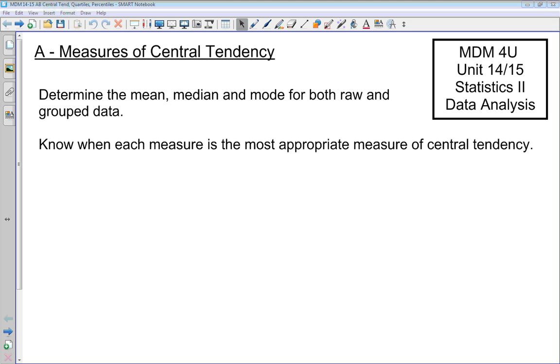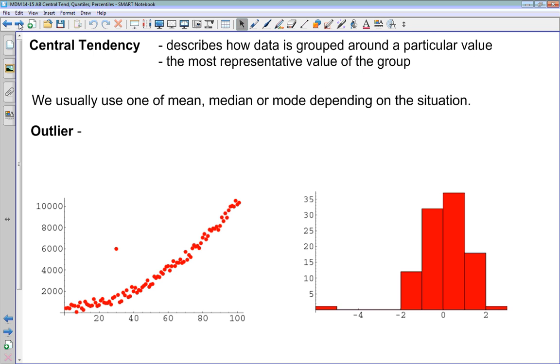These are concepts you've encountered before. This is good old-fashioned mean, median, and mode, which you used a little bit in Unit 1011. We are going to be able to determine the mean, median, mode for raw data, and we're also going to look at what you have to do when your data has already been grouped together into a frequency table. And we're also going to talk about when each measure is the most appropriate measure of central tendency to use for your data set. So first off, what is central tendency?